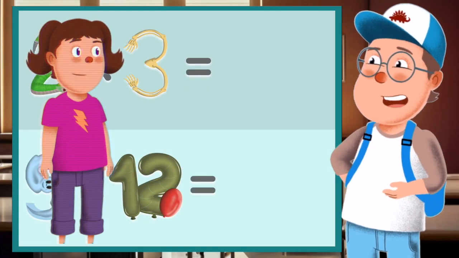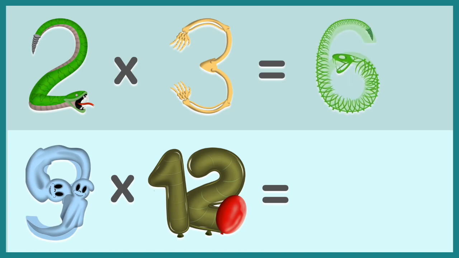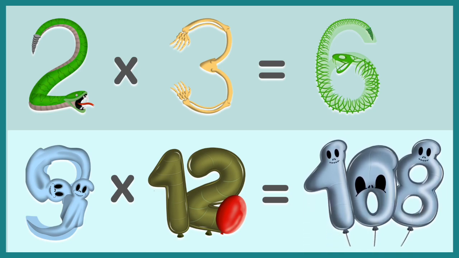Can you now remember the result of 2 times 3? Yes, the skeleton snake is shaped like a 6. And can you remember the result of 9 times 12? I remember that the first ghost says hello with his arm. The second opens his mouth very large. And I remember that the third is like a snowman. It's 108. Yes, good job Flora, you are on the good way.